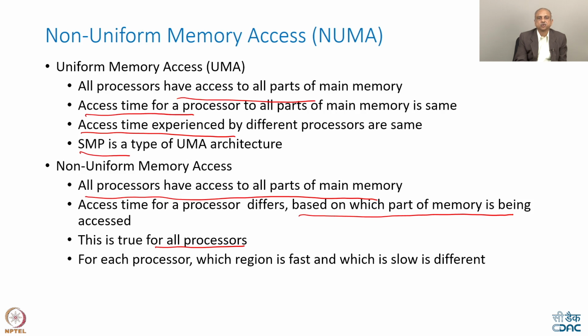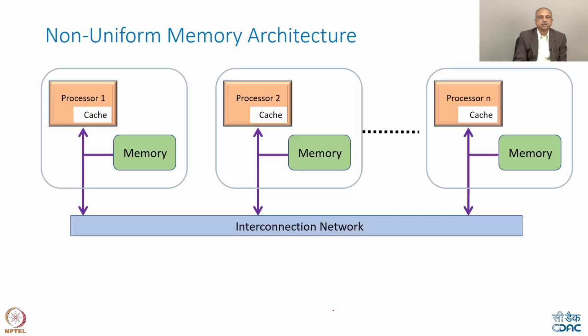Now X portion of the memory will be accessible at a fast pace, Y section of the memory will be accessible at a slower pace. X plus Y will constitute Z. Now this is true for each processor, that it will have some region which is fast and some region which is slow. That is why the word non-uniform memory access time. This is how a non-uniform memory access architecture looks like.